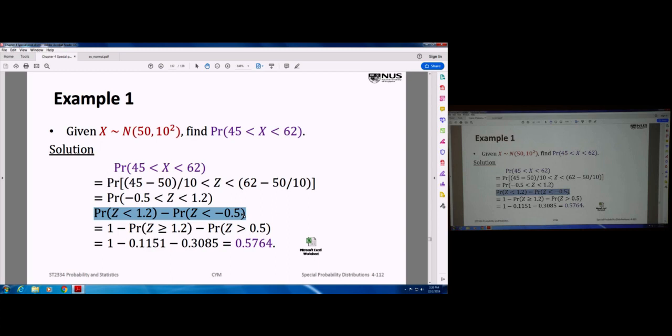This area here corresponds to the probability that Z is less than 1.2. And if I put 0.5 here, this is the probability that Z is less than minus 0.5. What this equation says is that to find the original shaded region, I take this whole region and remove this part, and I get this part here. That's what it means in terms of shaded regions.